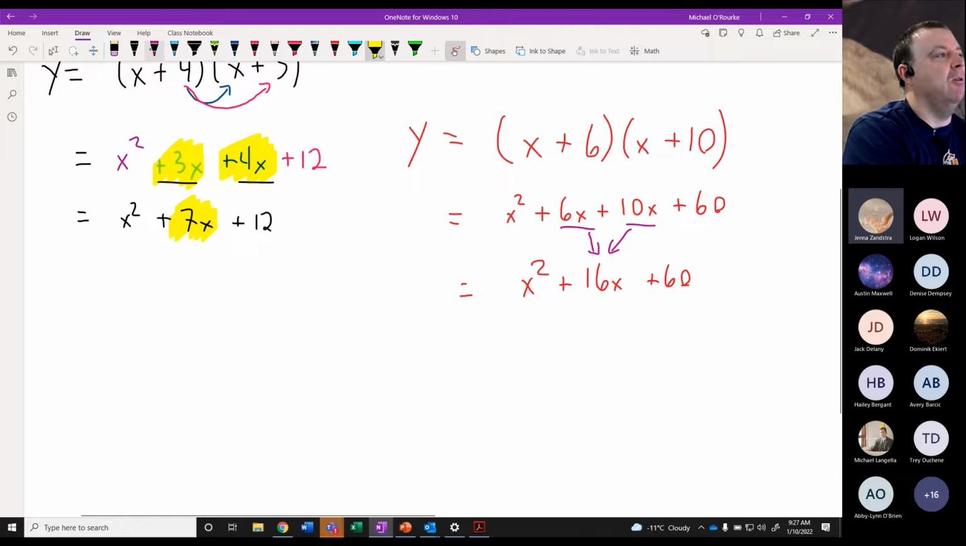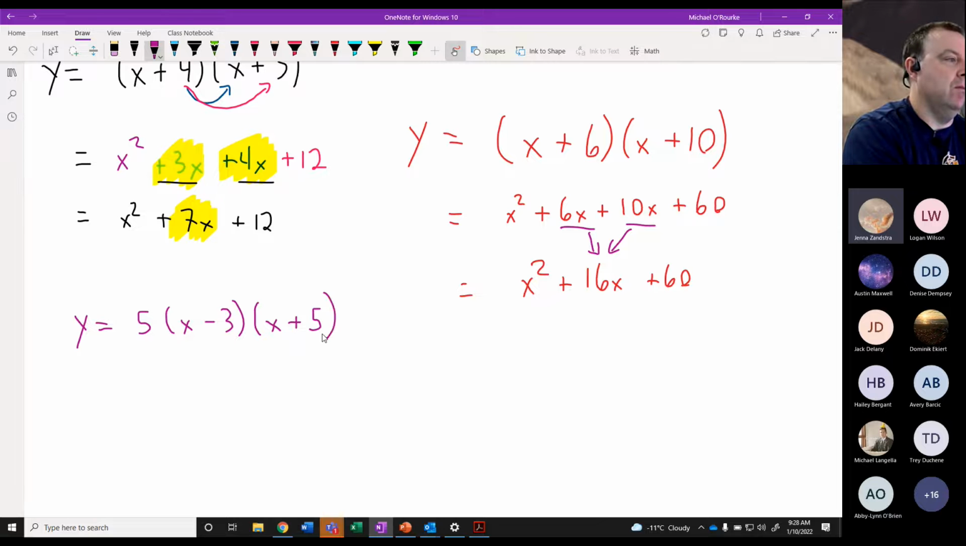All right. So I'm going to add a little wrinkle to this now. What happens if we had this? Let's do this one. When do I put that 5 in? I guess it doesn't really matter, but leave that 5 out until you finish off your brackets.